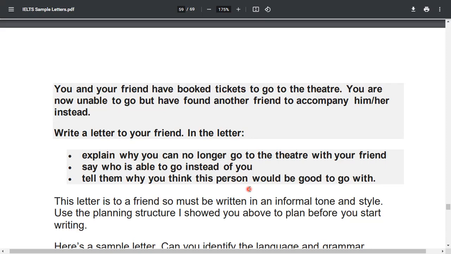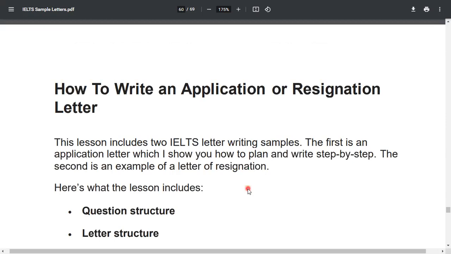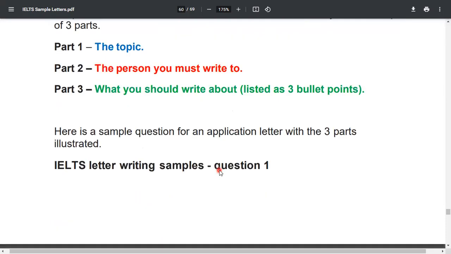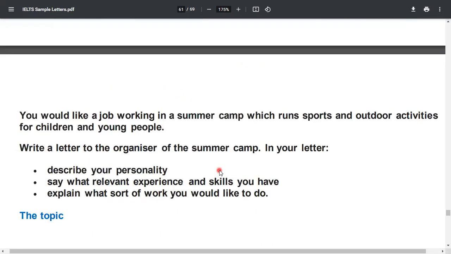Now let's move to another type, which is the last type of letters. It's not quite familiar to have this kind of letter in the exam, especially the resignation one. But I would show you an example question of an application letter. I was talking about the resignation letter, which maybe sometimes is not that common, but you could have it too.